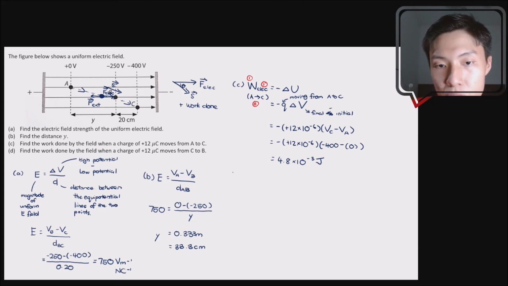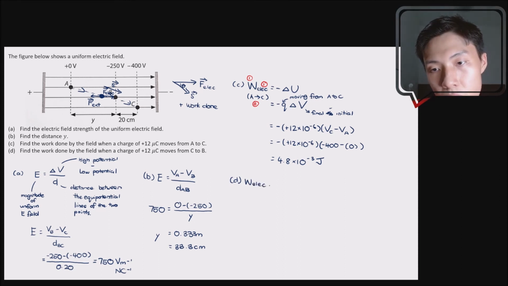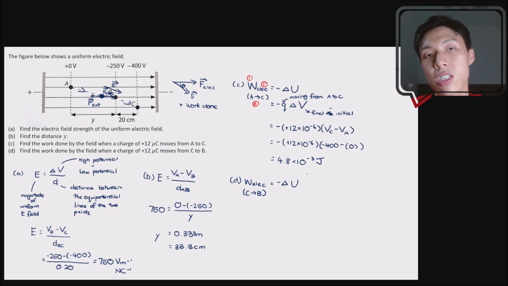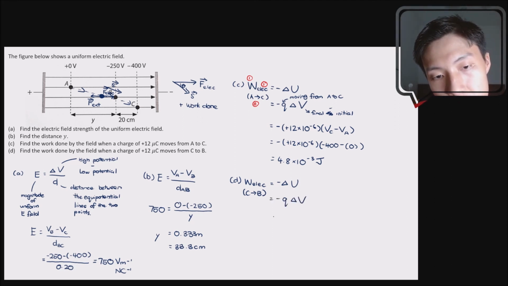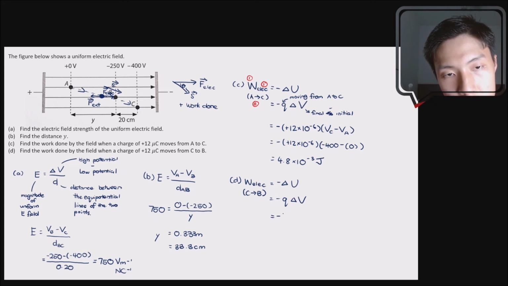Okay, so if you proceed to question D over here, where they ask for the work done by the electric field to bring a charge from C to B, over here is again negative delta U. If it's work done by electric field, it's negative delta U. If it's work done by external force, it's positive delta U. Again, you can change it to negative Q delta V and proceed to do your substitution.